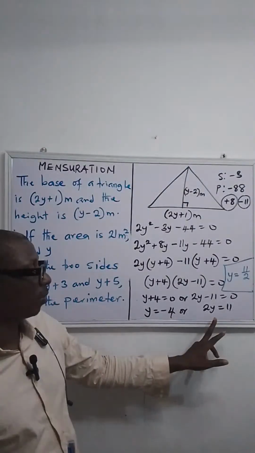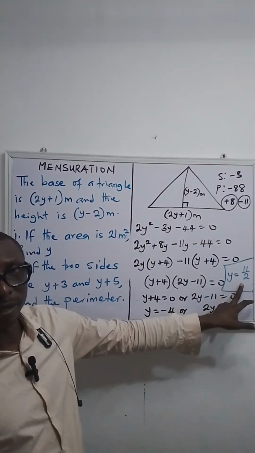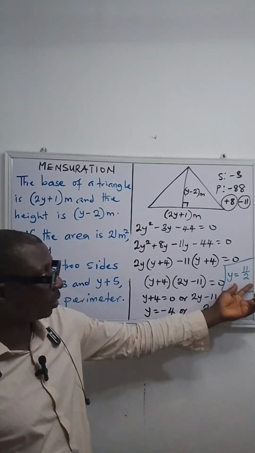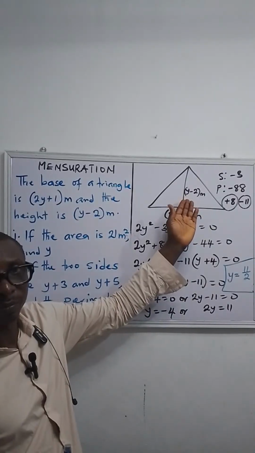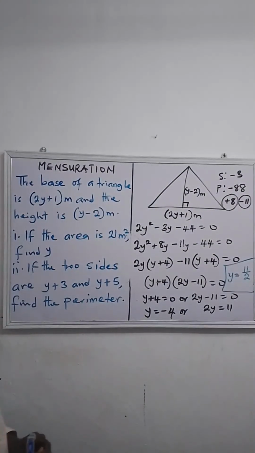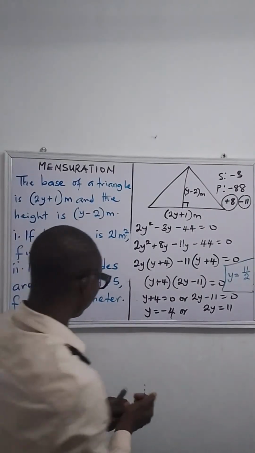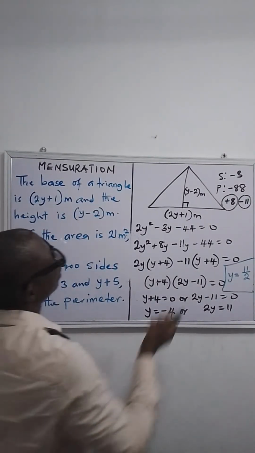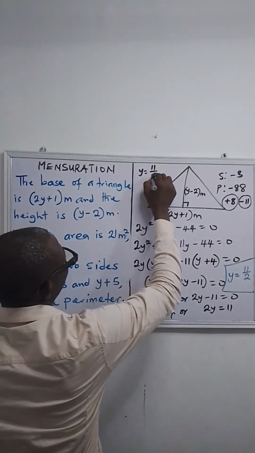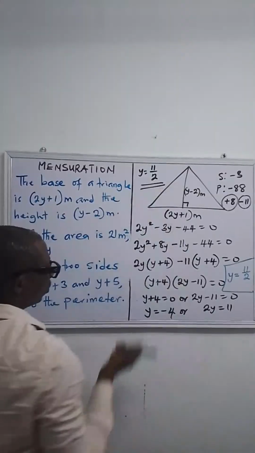So now y is what? 11 over 2. That is the only condition that will make us have a positive answer. All right, that means y is 11 over 2. So we have that y is 11 over 2. We'll just conclude from there.